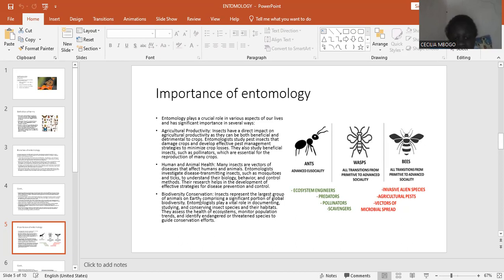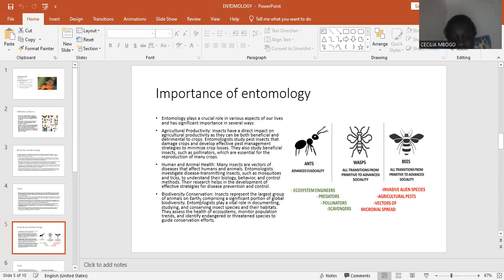So some of these insects help in pollination, others are bad and may damage the crops. So here we study both the positive and the negative effects of these insects. And then we also say they impact human and animal health.